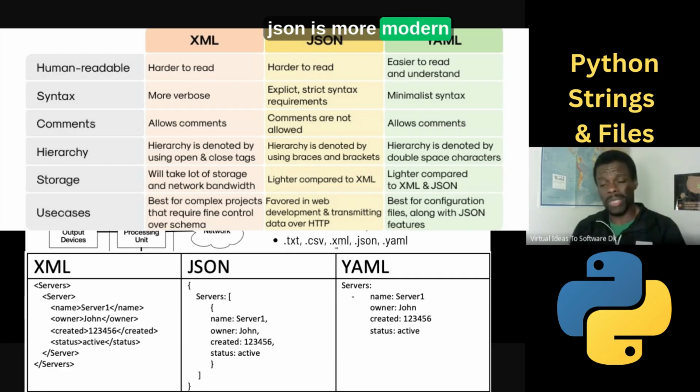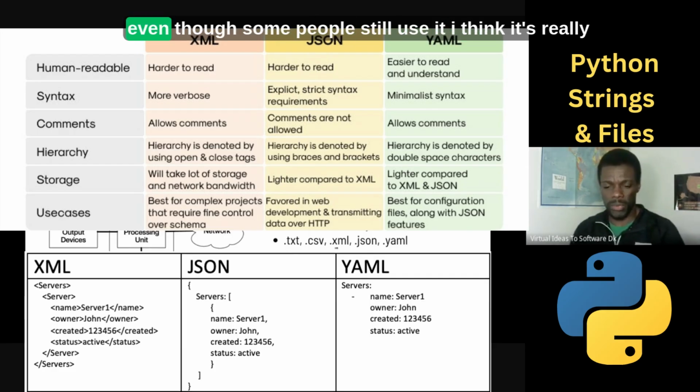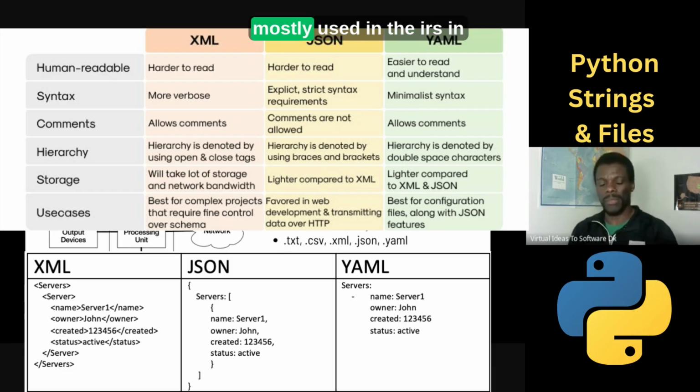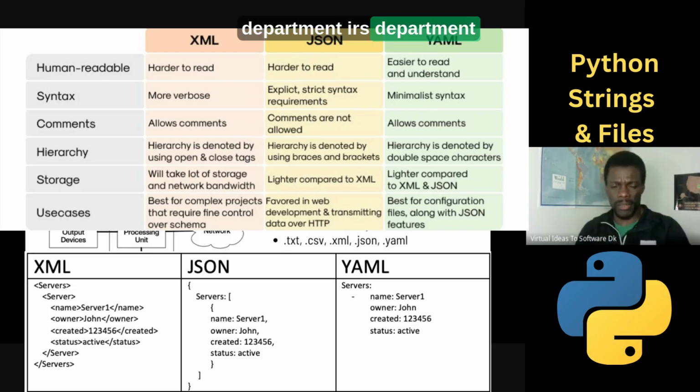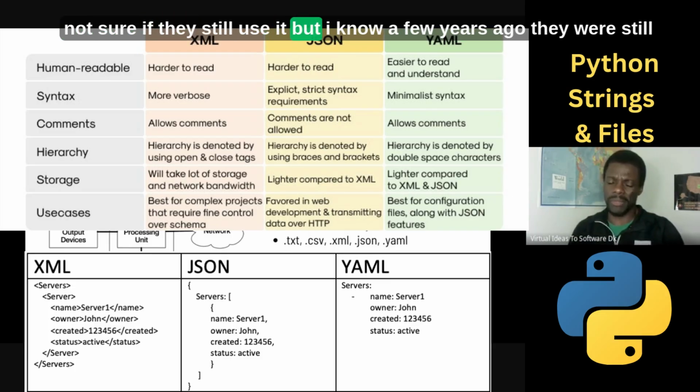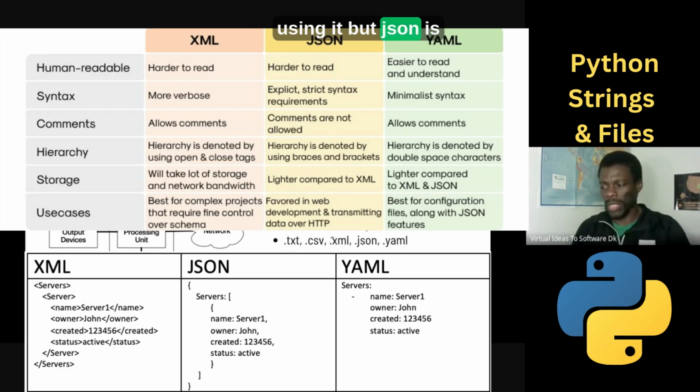JSON is more modern compared to XML. XML is old school, even though some people still use it. I think it's really mostly used in the Internal Revenue Department, the IRS. I'm not sure if they still use it, but I know a few years ago they were still using it. But JSON is more modern.